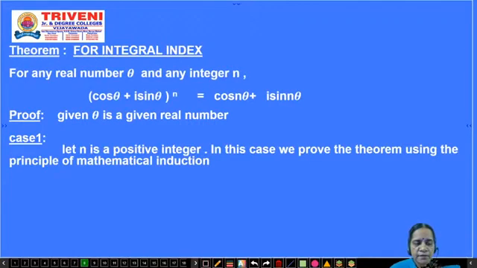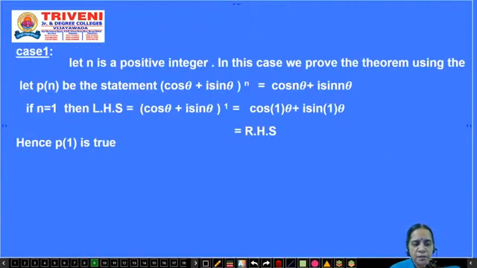First we have to learn the theorem. What is the theorem here? (cos theta plus i sin theta) whole power n is equal to cos n theta plus i sin n theta. This theorem we have to prove in 3 cases. First one is n is a positive integer, second one is n is equal to 0, and third one is n is a negative number. When n is a positive integer, we have to prove this by mathematical induction.